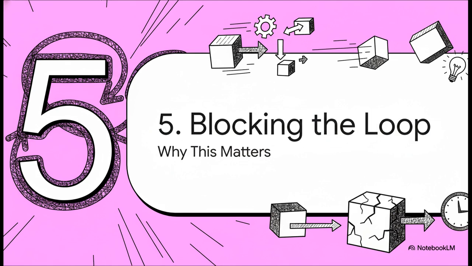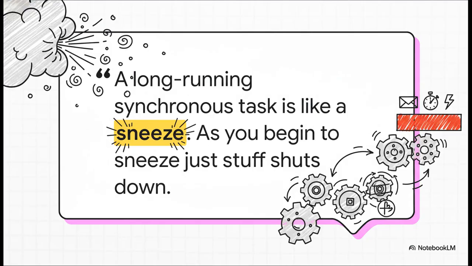All right, theory's great, but let's talk about the real world. Why does any of this stuff actually matter when you're building an application? Well, it's everything. I absolutely love this analogy from Jake Archibald. Blocking the event loop is just like a sneeze.